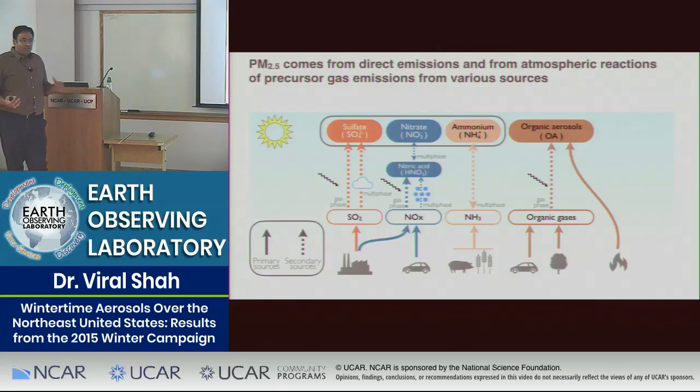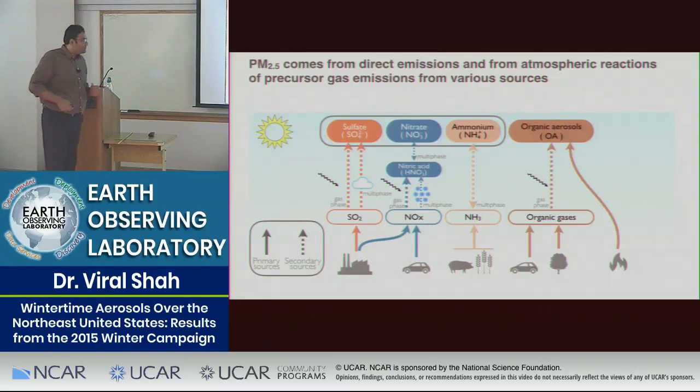Sulfate, nitrate, and ammonium are chemically linked. Sulfate and nitrate are acidic species. Ammonia is a basic species, so they kind of balance the acidic species. So we talk about them kind of together.